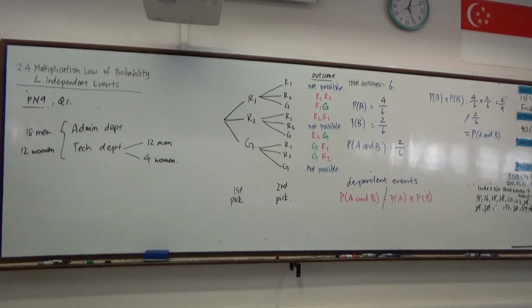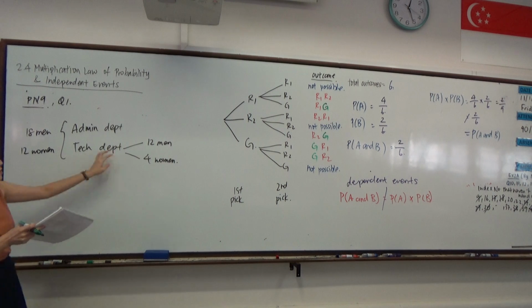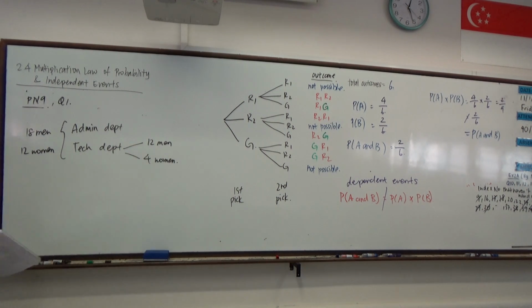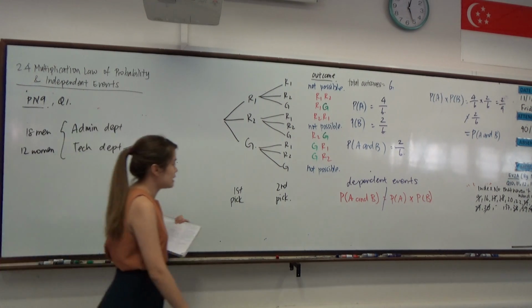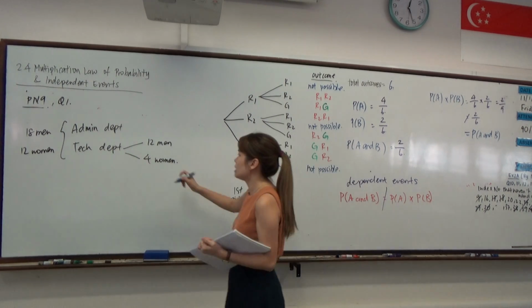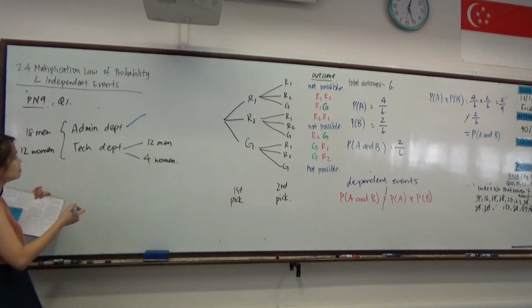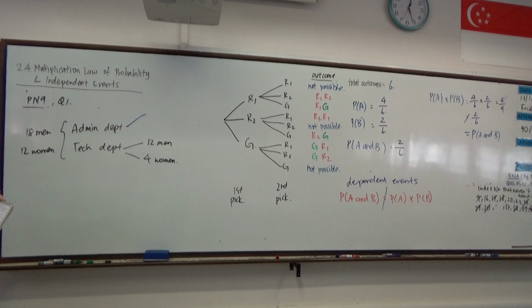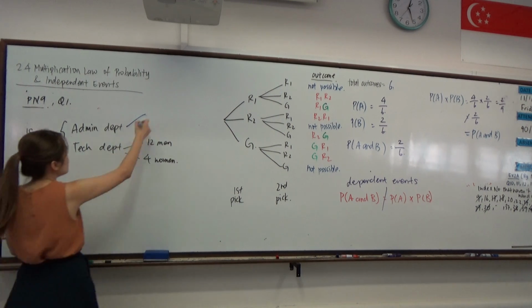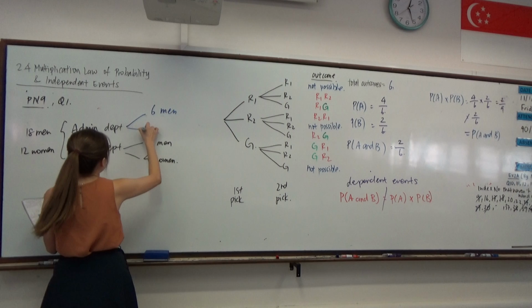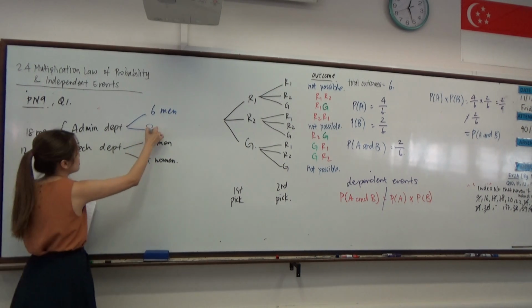Okay, so the question says that there's some company, there are 2 departments. In that company, total 18 men, 12 women. In the tech department, there's 12 men, 4 women. So I don't want to write down the whole chunk of paragraph of words. This would mean that if I were to calculate how many men would there be in admin department? 6, right? And then how many women would there be? 8 women.